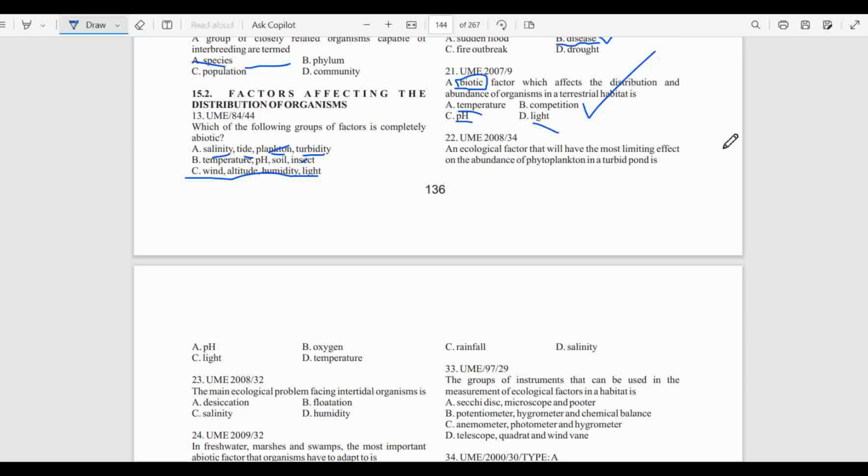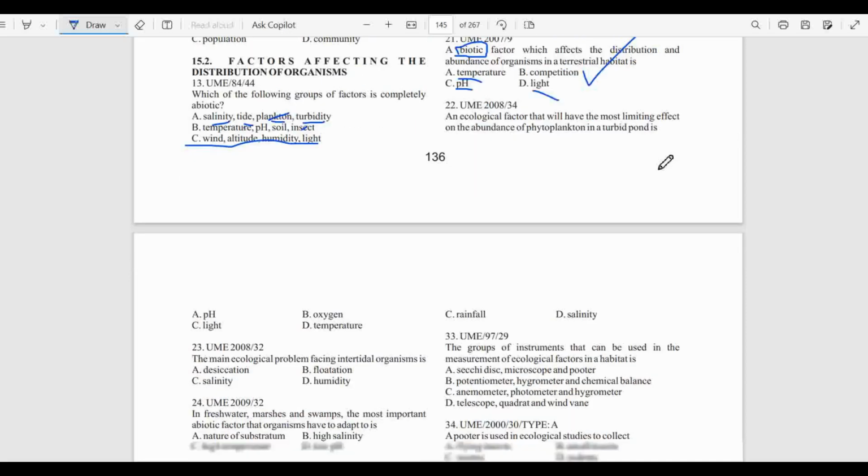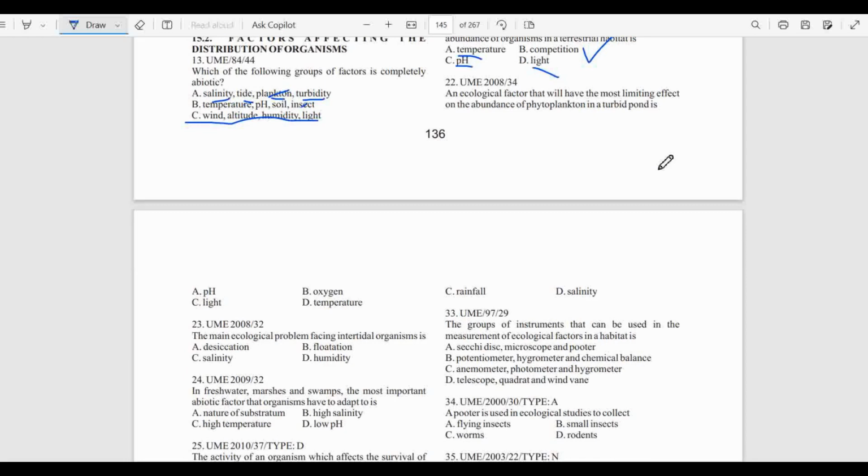Question 22. An ecological factor that will have the most limiting effect on the abundance of phytoplankton in a turbid pond would be, so a turbid pond will impair the penetration of, sorry, a turbid pond would impair the penetration of light, and that will also limit the intensity of light needed for photosynthesis. Is that right? So the right answer here would be C.